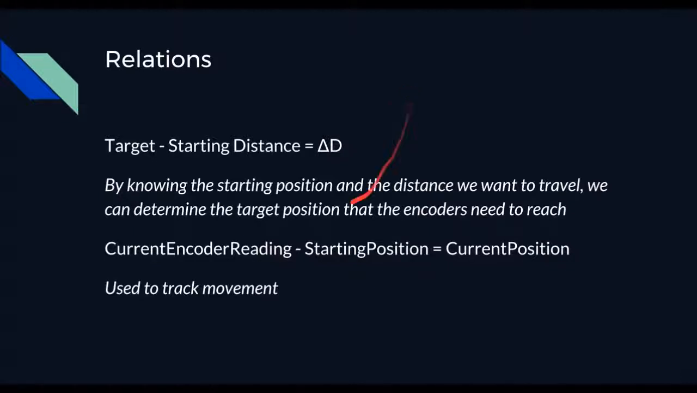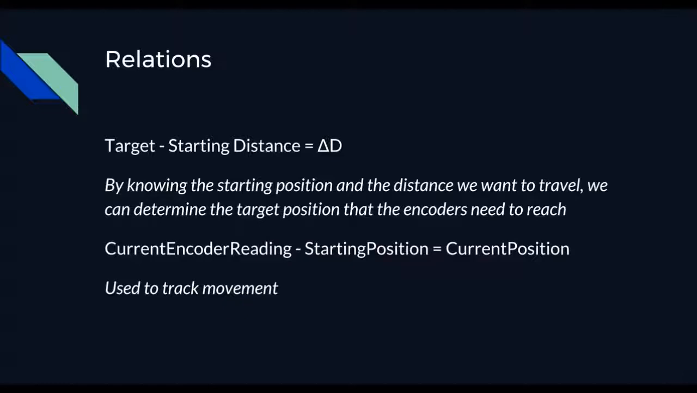Now, another thing that we're going to find useful is that to get our current position relative to our starting position, we take that current encoder reading minus the starting position that we're at. The reason why this may seem a little redundant is, why are we doing this? Why can't we just use that current encoder reading? And that's a great question.